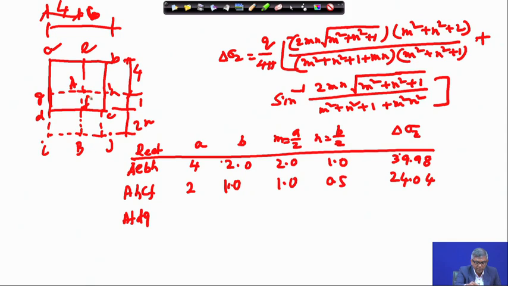So, AFDG. So, this portion if I take, then for here A is 4, B equal to 1, and then m will be 2 and n is 0.5, and then if I put all those things in this equation you will get 26.98, and finally AGAC.